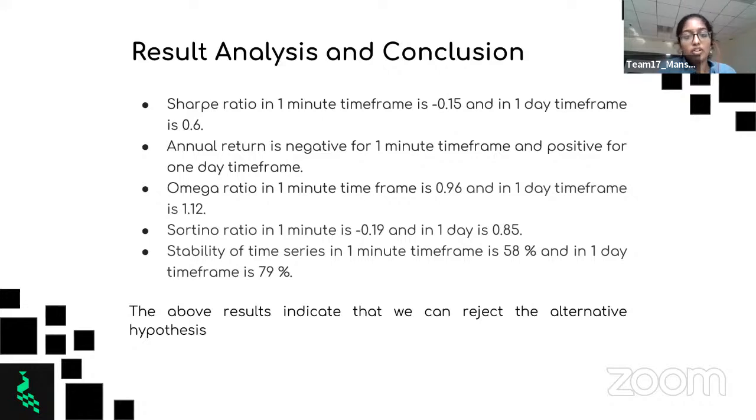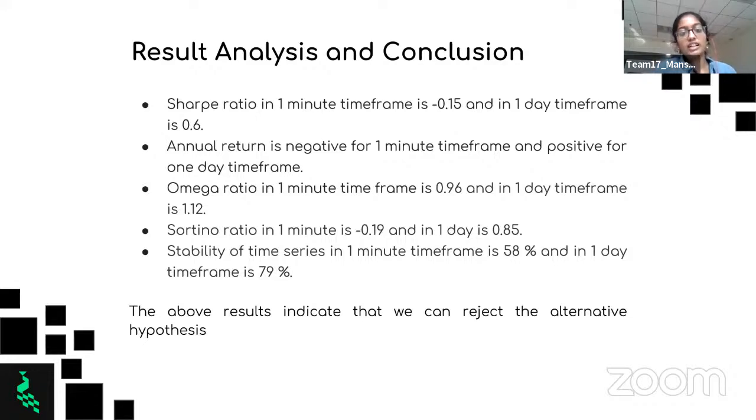And of course, following our hypothesis, the annual returns were also negative in the 1 minute time frame and positive in the 1 day time frame. Omega ratio is another parameter which is used when we have a huge frequency of trades, and it is a very nice parameter for analyzing the results. And we found out again that in the 1 minute time frame it was higher.